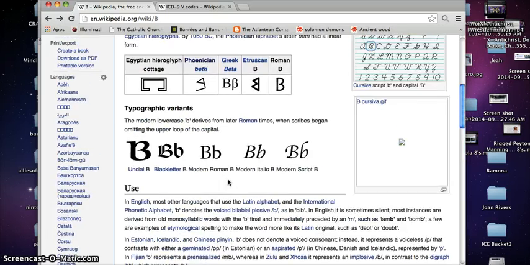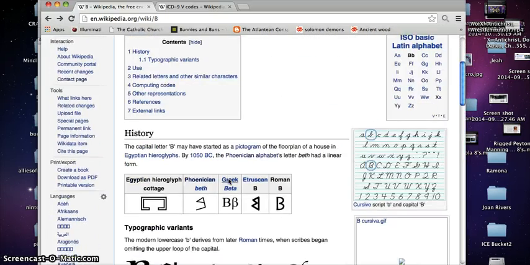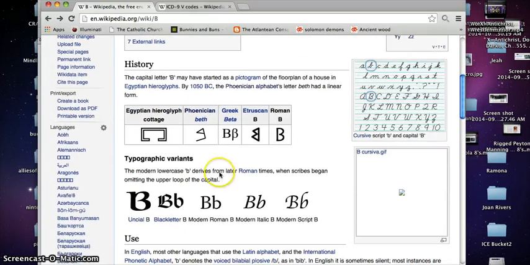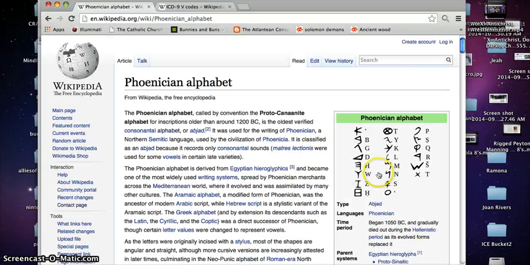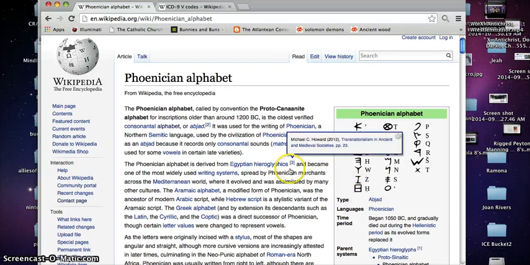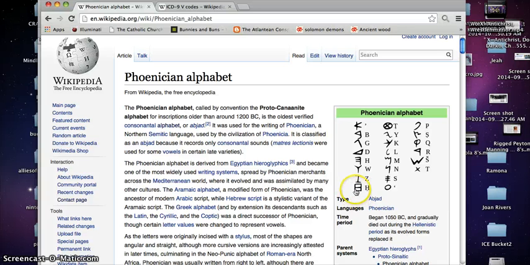Also, the Phoenician symbol for the letter H actually looks like a B or an 8. So here's the Phoenician alphabet, and you've got H, which looks like an 8. And in our alphabet, H is the 8th letter of the alphabet. I just thought that was interesting. I thought I'd just show that really quick.